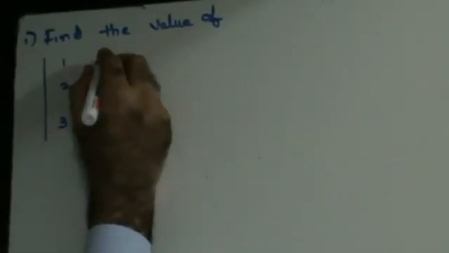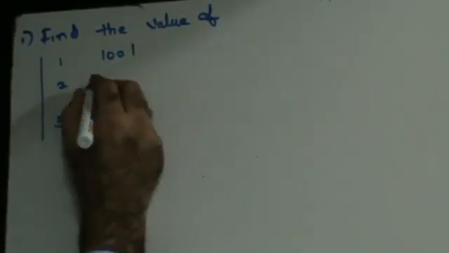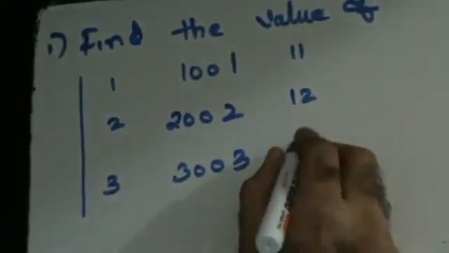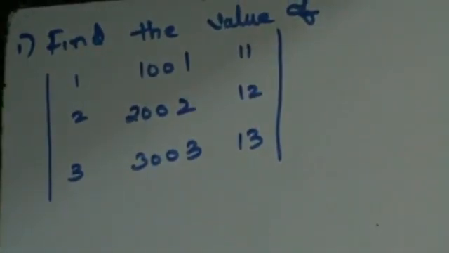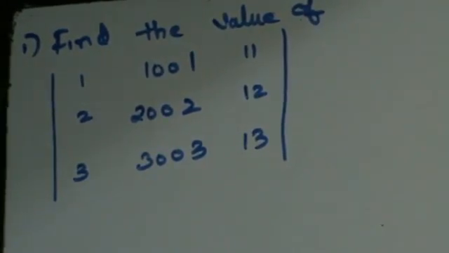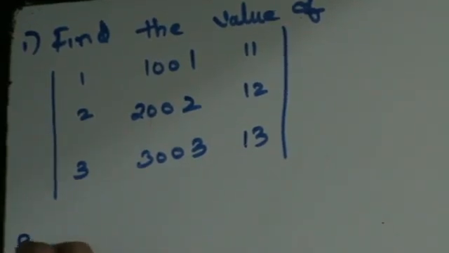Find the value of the determinant with rows 1, 2, 3; 1001, 2002, 3003; 11, 12, 13. Now here you have to find this value without actual multiplication. Now how do I do this? Let's see how we do a sum without actual multiplication.